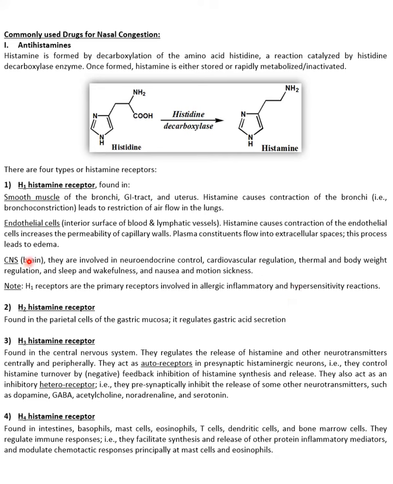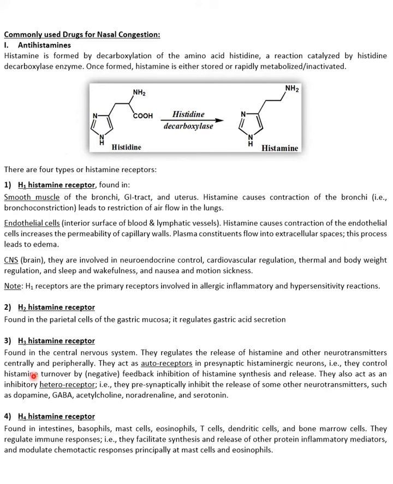The third part where histamine can be found is at the CNS, in the brain. And in this case, the release of the histamine from the vessels in the brain makes the histamine act as a neurotransmitter, and they can play a role into the neuroendocrine control, the cardiovascular regulation, and thermal body weight regulation, as well as the sleep cycle, and affecting things like the nausea and motion sickness.